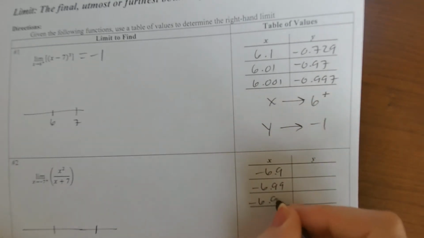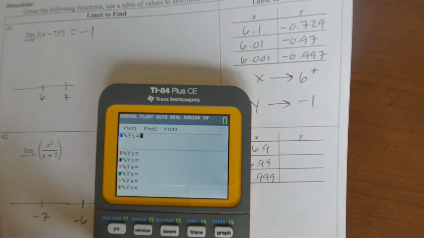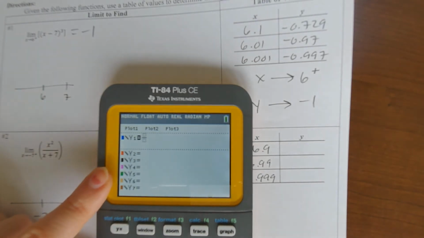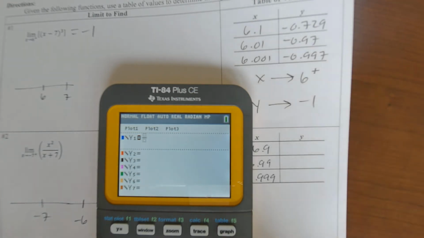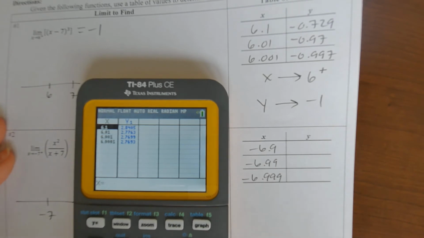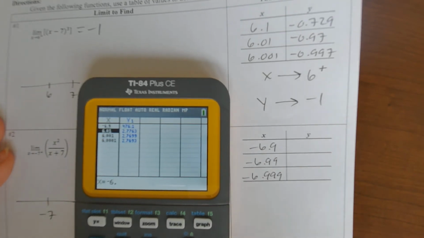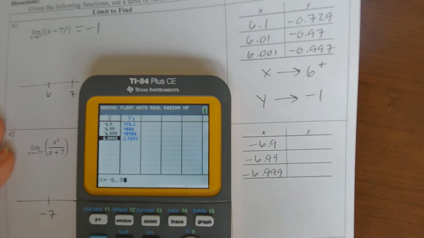Now let me get closer, even closer, and then I'll type this into my calculator. I did this on another one, guys. If you do alpha y equals and open up the fraction bar, then when you go into your table it's going to give you fractions, but we want to see decimals. So I'm going to instead type x squared divided by x plus 7, but I need to wrap the x plus 7 in parentheses. Then I can go to my table: negative 6.9, negative 6.99, negative 6.999, negative 6.9999.